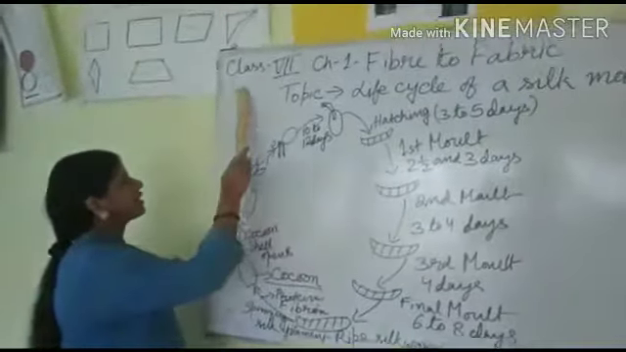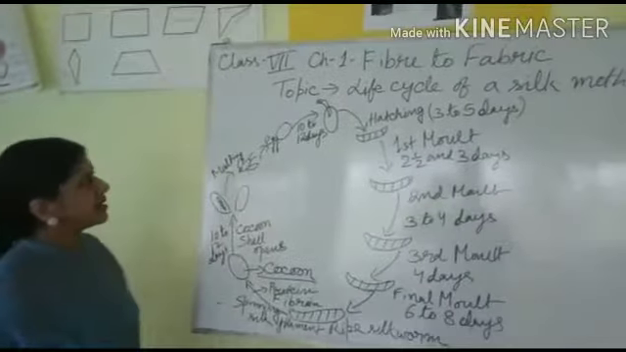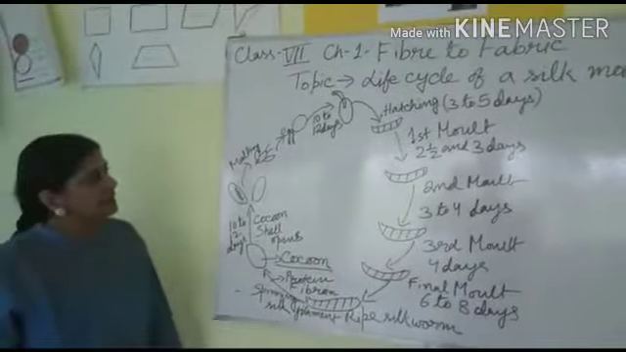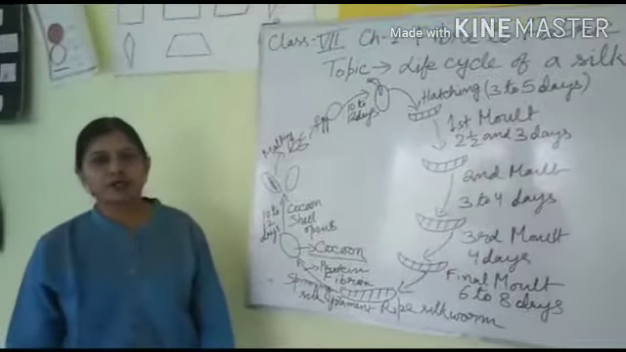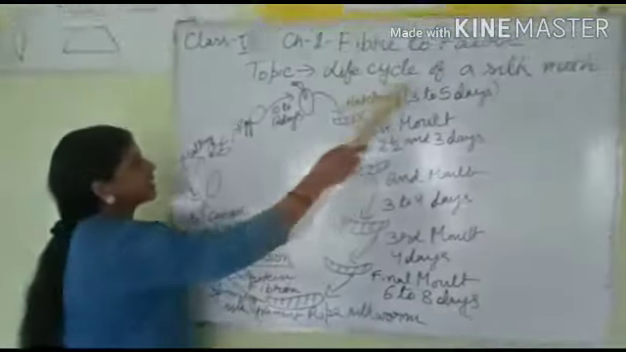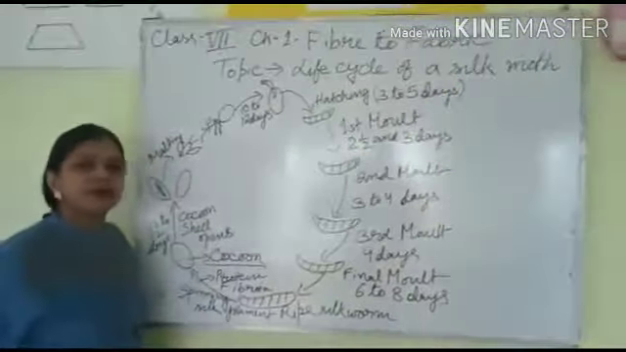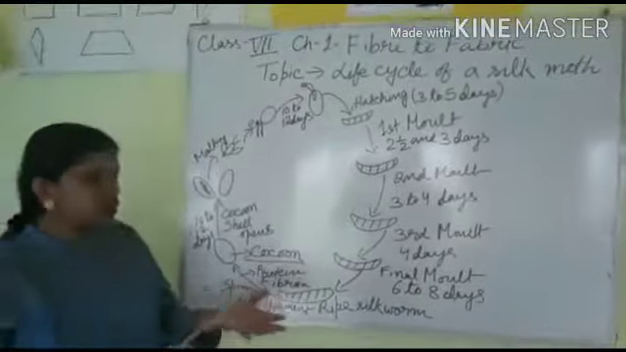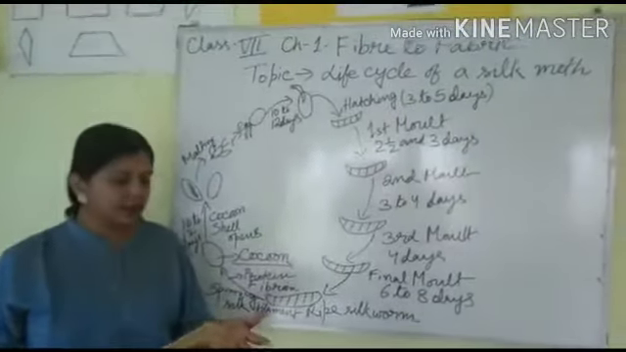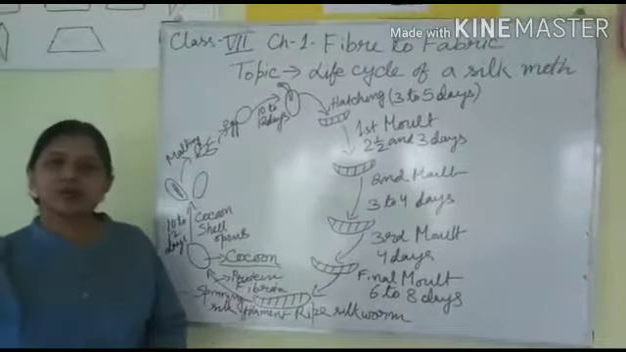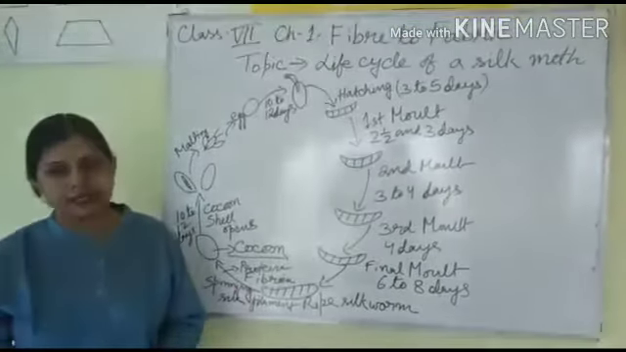Anyway, this is class 7. Class 7 chapter 1 is fiber to fabric. Now in this chapter, the important topic is the life cycle of a silk moth. In fiber to fabric, in your book you have learned about especially two kinds of fabrics. One is woolen fabric, another one is silk, because other kinds of fabrics you have learned in class 6.